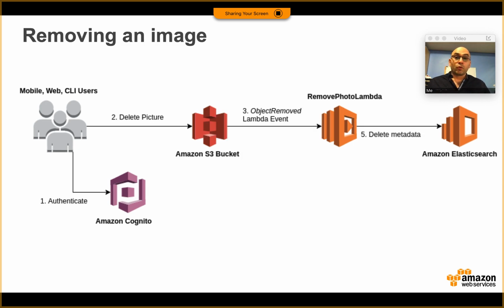Removing an image is almost the same as adding an image. Instead of uploading the image, you log in and delete an image from S3, and then an object-removed Lambda event is sent out, and the remove photo Lambda function is kicked off, which deletes the information in Elasticsearch. That's all it does. It just deletes information in Elasticsearch.